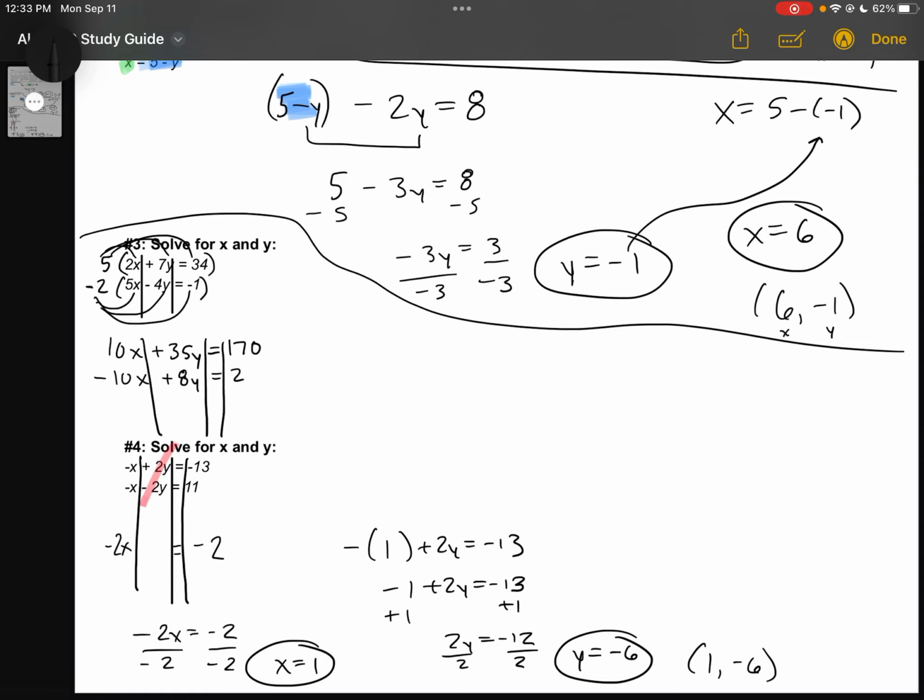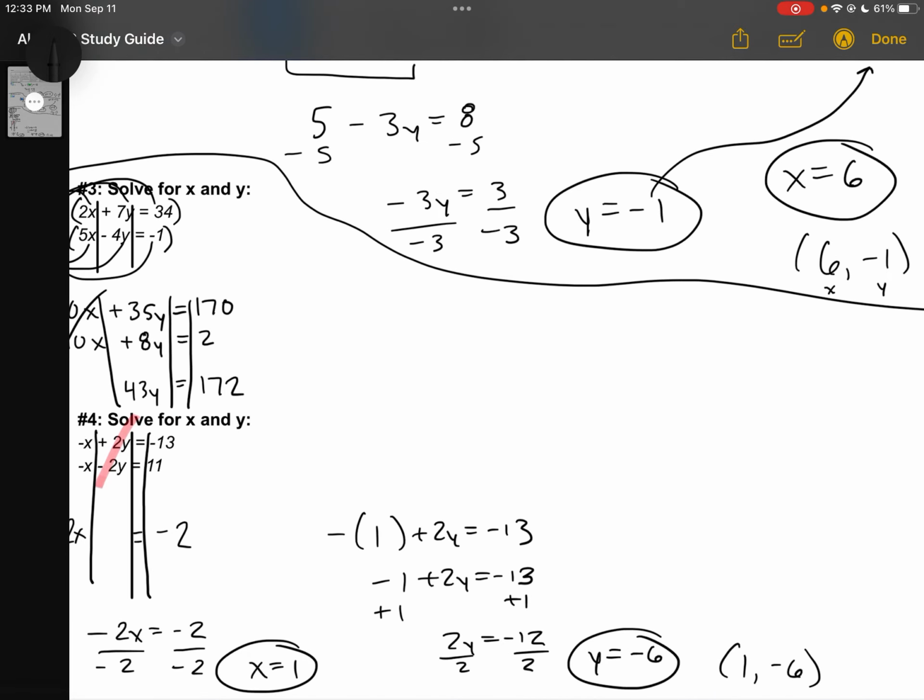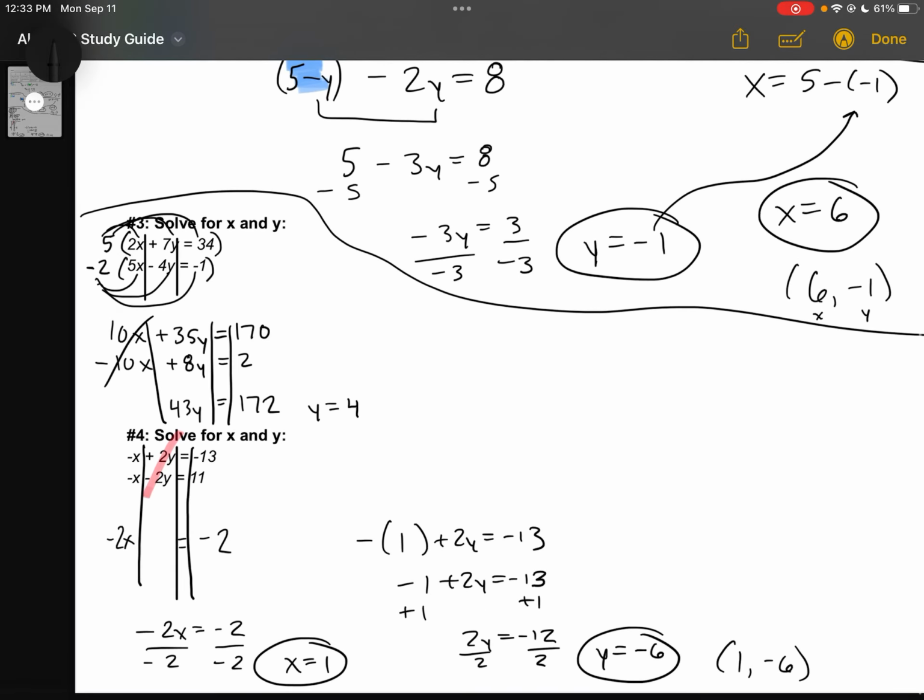So now that we've done this, everything's lined up, and now we see that 10 and negative 10 go together to cancel out. So we end up with 43y equals 172, and then we can divide both sides by 43 to get y equals 4.